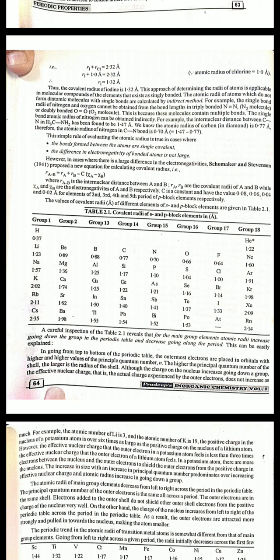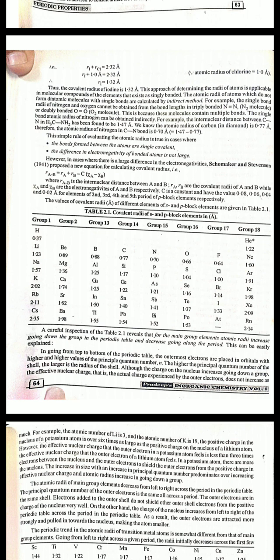However, in cases where there is a large difference in electronegativity, Schomaker and Stevenson in 1941 proposed a new equation for calculating covalent radius. R_AB is equal to R_A plus R_B minus C into the absolute difference of xi_A minus xi_B, where R_AB is the internuclear distance between A and B, R_A is the covalent radius of A, R_B is the covalent radius of B, xi_A is the electronegativity of A, and xi_B is the electronegativity of B. C is a constant and has the values 0.08, 0.06, 0.04 and 0.02 angstrom for the elements of the second, third, fourth and fifth periods of the p block elements respectively.